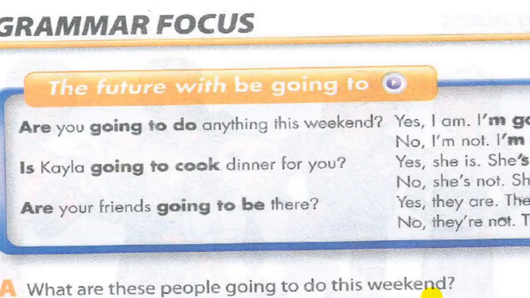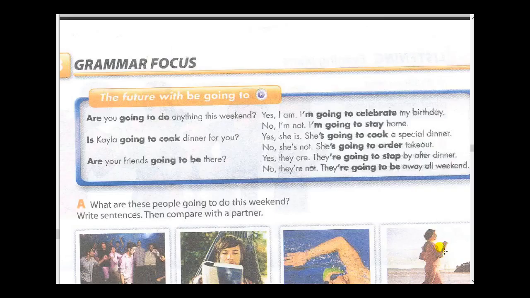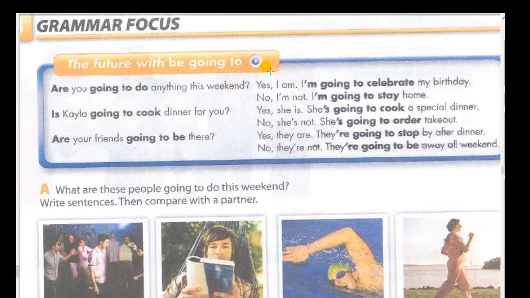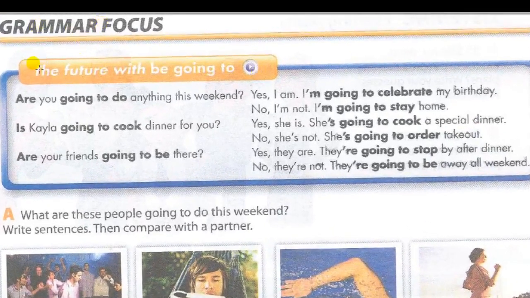Exercise number 3, grammar focus. Page 73, exercise 3, grammar focus. The future with be going to. Are you going to do anything this weekend? Yes, I am. I'm going to celebrate my birthday. No, I'm not. I'm going to stay home.